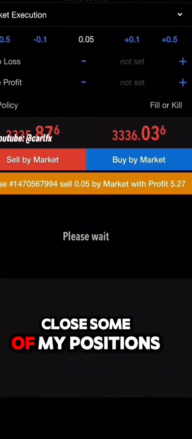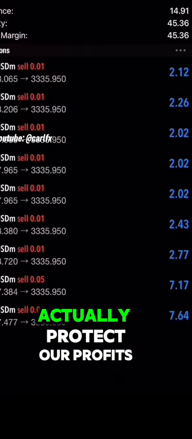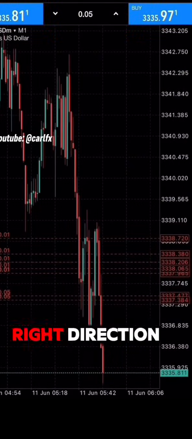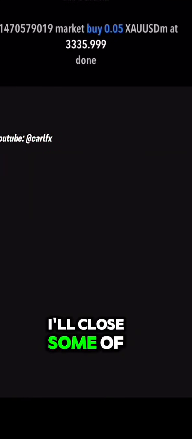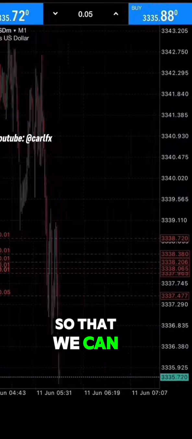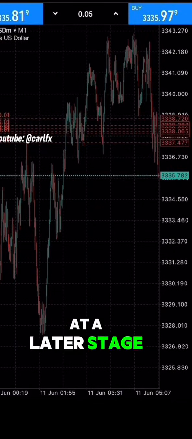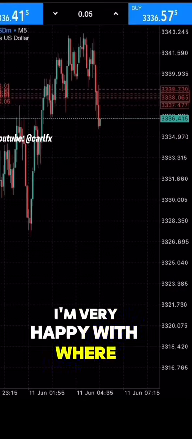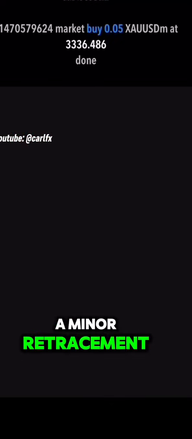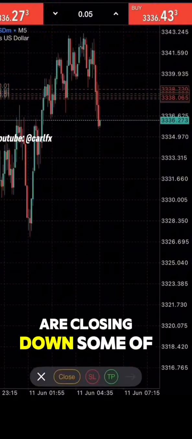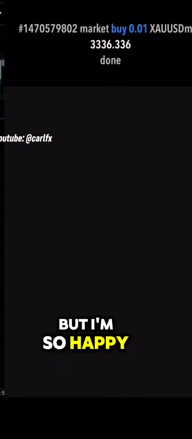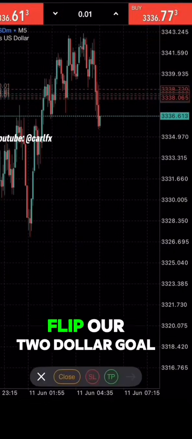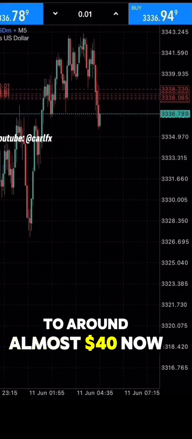I'll go ahead and close some of my positions so that we can protect our profits. I'm very happy with where we are right now, and we are headed in the right direction towards our profit target. I'll close some of the positions so that we can re-enter later, at a later stage, into this pair or another pair, but with more margin. I'm very happy with where we are. A minor retracement, we are closing down some of our trades, but I'm so happy we managed to accomplish this goal. We managed to flip our $2 account to almost $40 now.